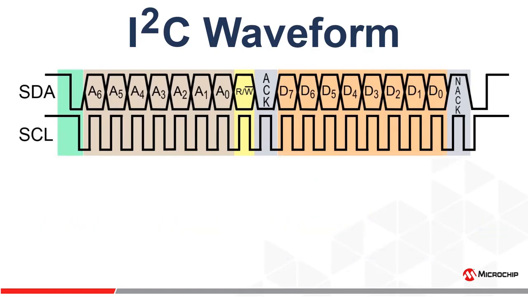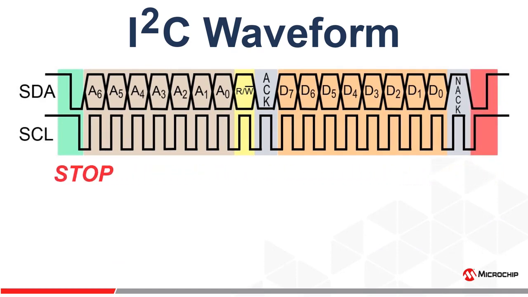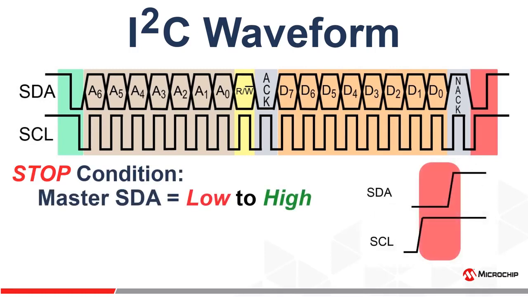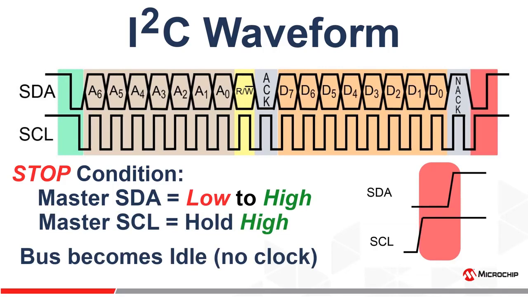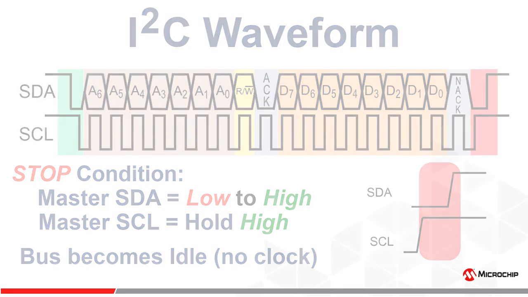And finally, the last section of the I2C protocol is the stop condition. All I2C transactions should be terminated with a stop condition. The stop condition is defined as the master releasing the SDA line while the SCL signal level is high. After a stop condition, the I2C bus will remain in an idle state and will be free for the next I2C transaction. Well, that is I2C.